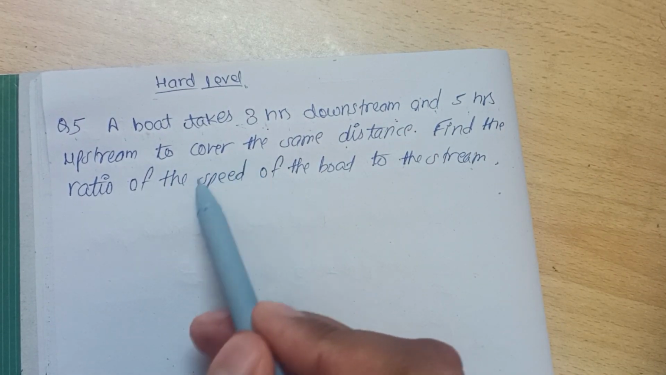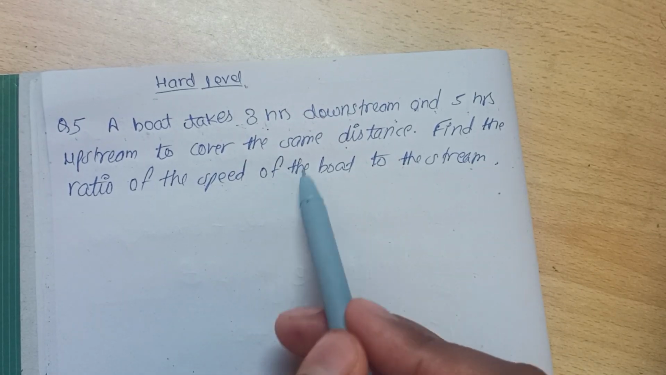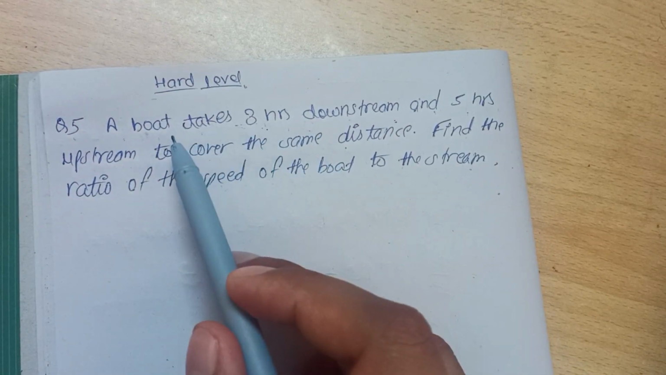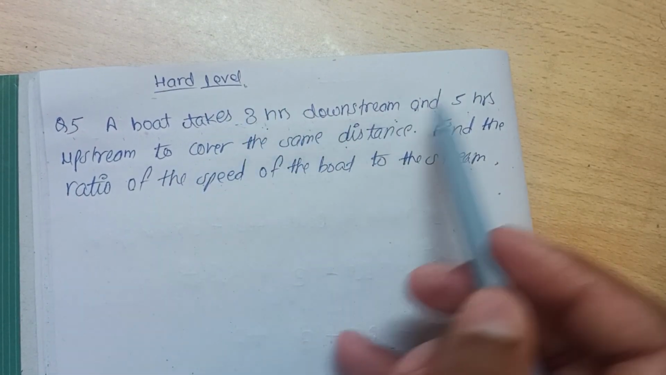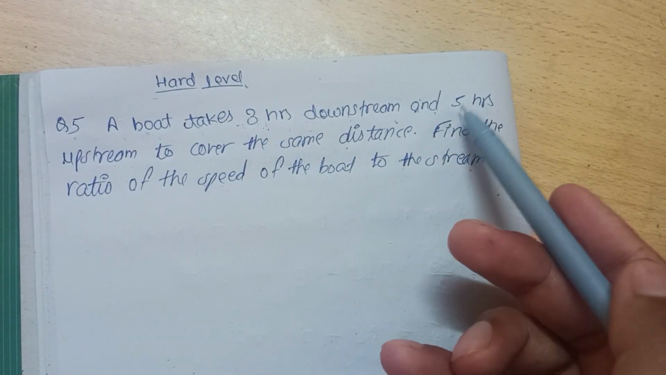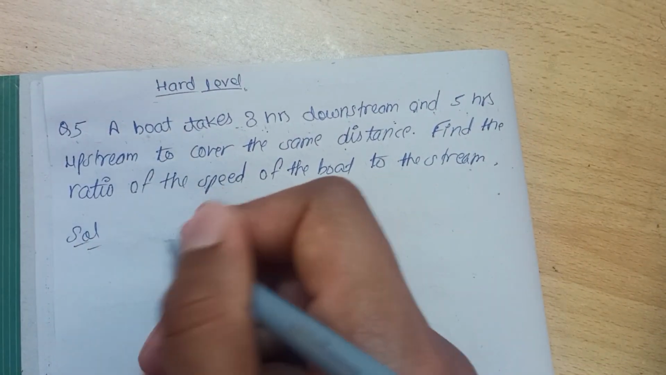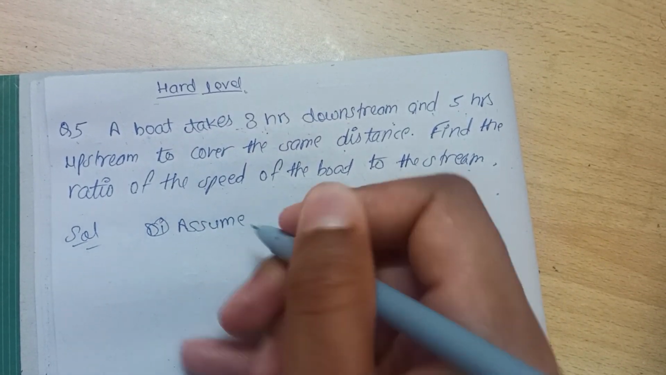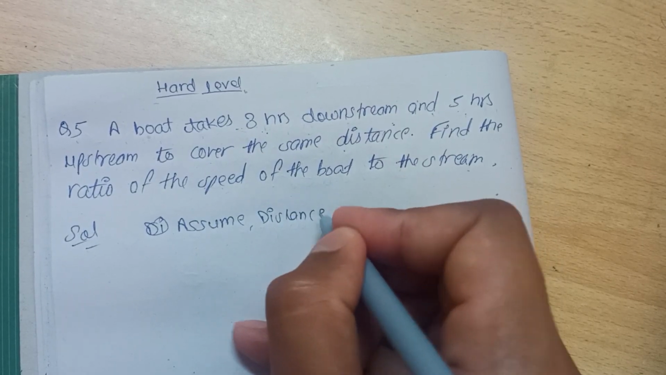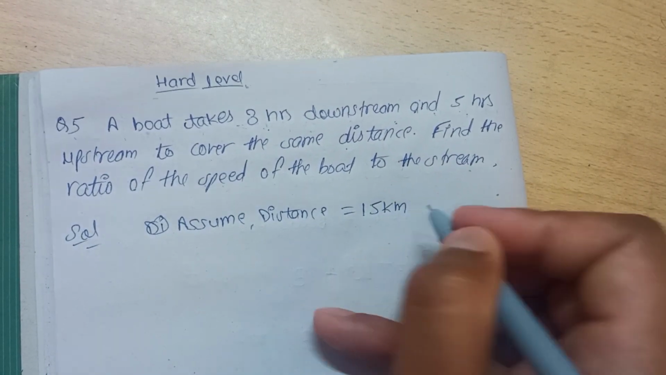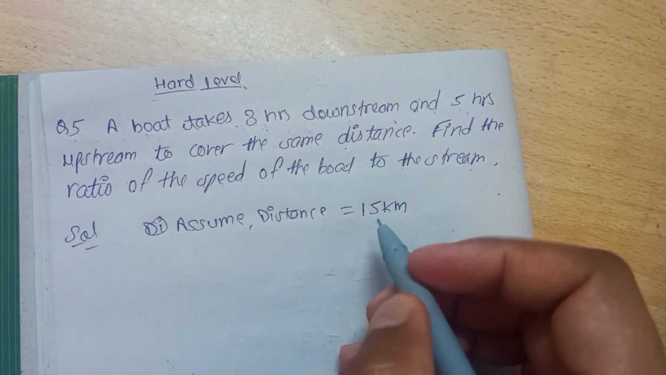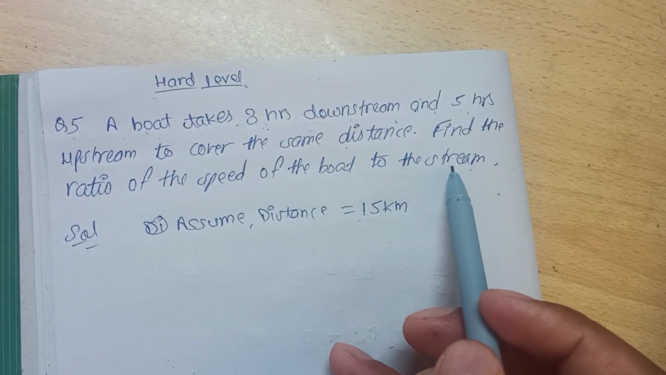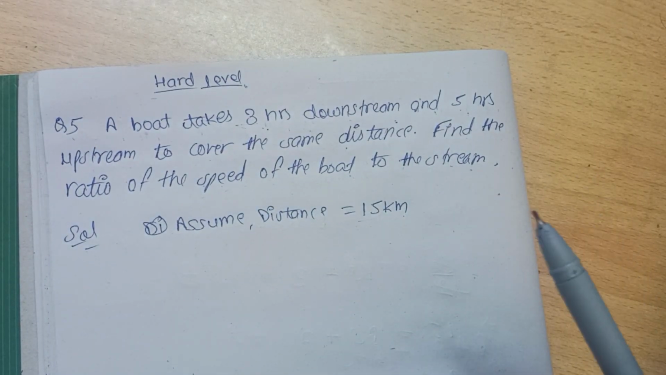We need to calculate the ratio of speed, and we know that speed is equal to distance upon time. Time is given, but distance is not given. So in such cases we assume the distance, and we will take the LCM of 3 and 5, which is equal to 15. So the solution is, let's assume distance is equal to 15 kilometers. When we know the distance and we know the time, we can easily calculate the speed of the boat and speed of the stream, and after calculating them we will convert them into the ratio.